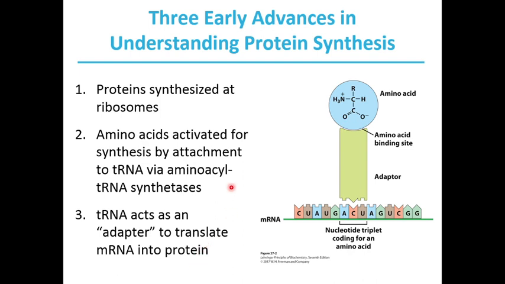Now, because of these three early advances, we now know that the amino acid is covalently bound at the 3' end of a tRNA molecule. And a specific nucleotide triplet in tRNA interacts with a particular triplet, the codon, of mRNA. And this interaction happens via hydrogen bonding. This has led to the discovery of many different processes.